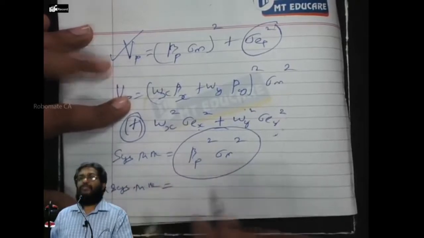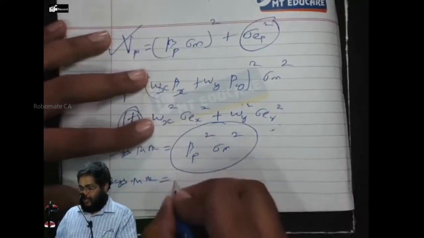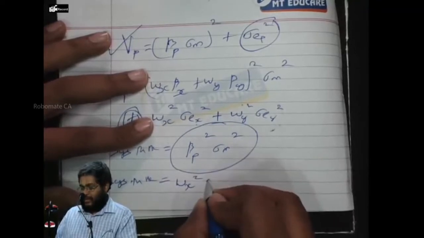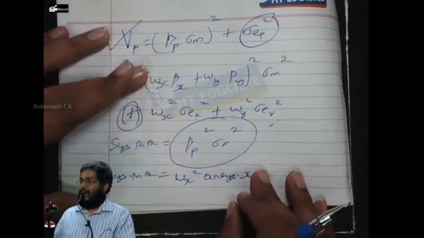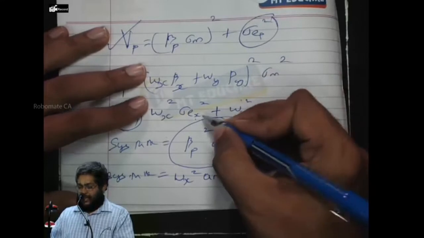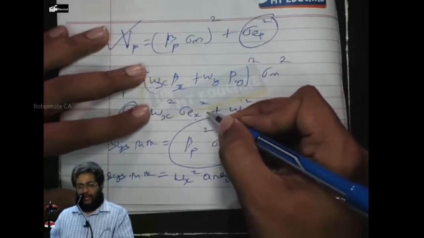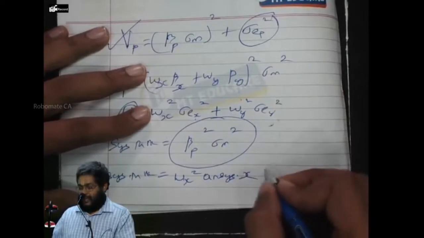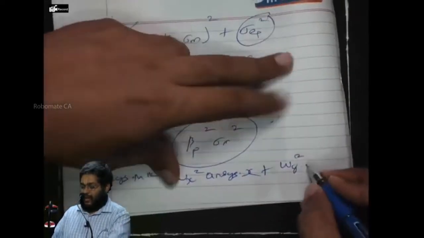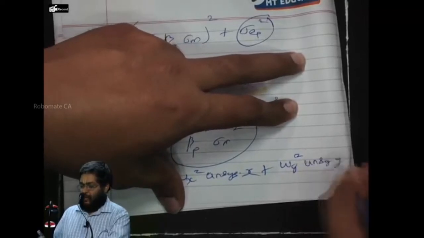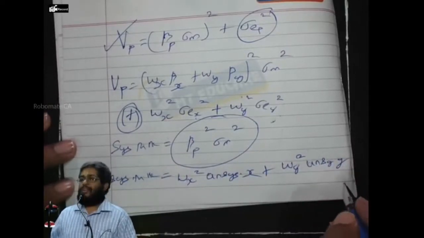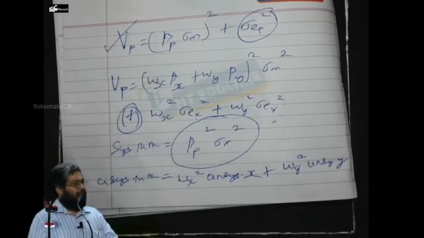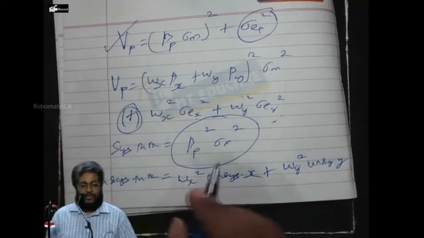Unsystematic risk is equal to WX squared into unsystematic risk of X, plus WY squared into unsystematic risk of Y. What is the unsystematic risk of X here? Sigma EX squared. The unsystematic risk of Y here is sigma EY squared.